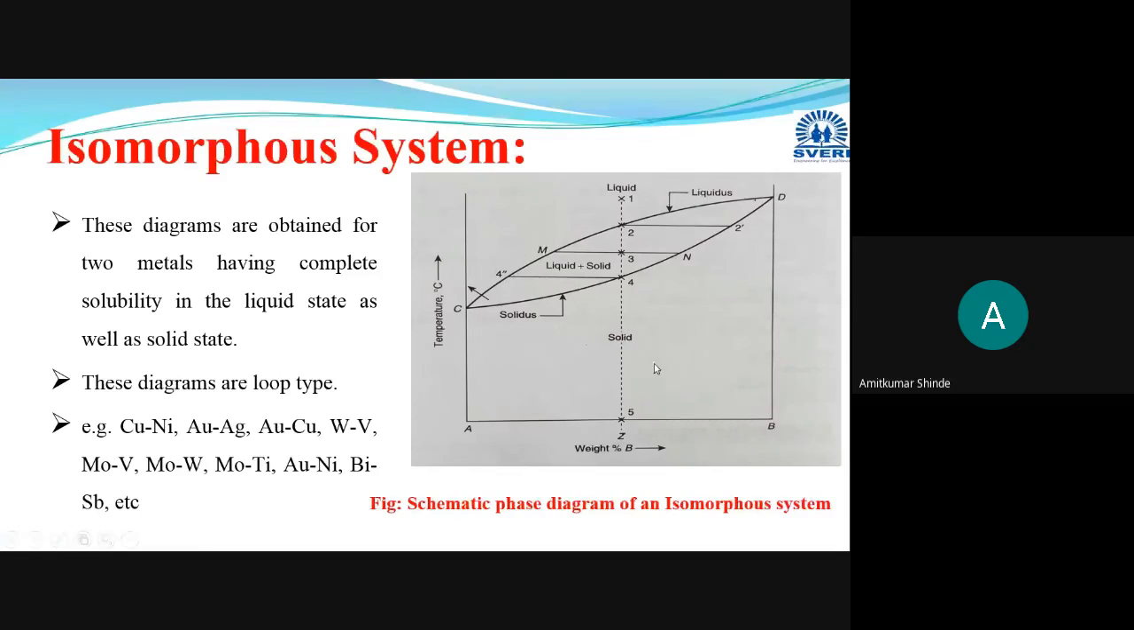Okay, so this is the description for the isomorphous system. Then you have to consider one cooling curve, and you have to give some microstructural changes which are occurring there, and you have to write a few examples for this system also.